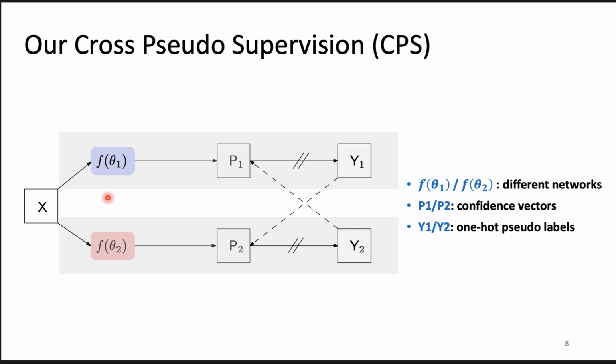We feed the input image X to two different networks, F-theta1 and F-theta2, getting two predictions P1 and P2. These two networks have the same architecture but different initializations. We use Kaiming normal in the PyTorch framework to initialize them. Then we generate one-hot labels from them, getting Y1 and Y2. The pseudo-label of the current network is used as the target of the other one. For example, Y2 is used as the target of P1, so this is a cross supervision with pseudo-labels.